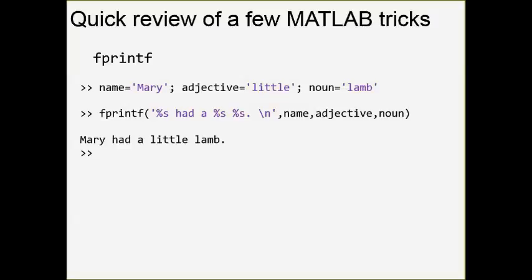Okay, so hopefully you've run into this fprintf command at some point in time. It gets its name from the C programming language. So let's say I take a few variables here and I set them so that they're strings. So name equals Mary, adjective equals little, noun equals lamb. So I've got 3 strings now.